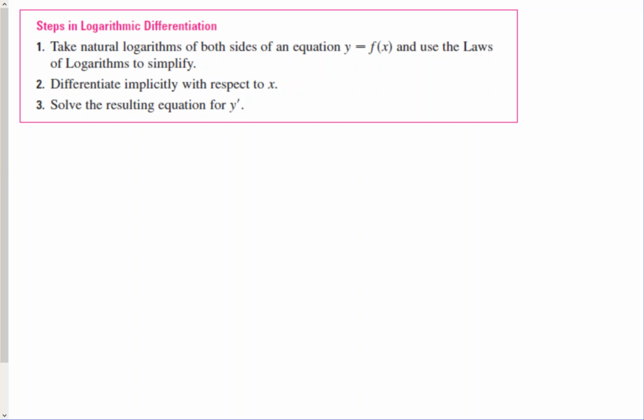Okay, so just general steps in logarithmic differentiation. We take the natural log of both sides. Okay, and we use our logs properties, our laws of logs, to simplify. Differentiate implicitly with respect to x, and then solve the resulting equation for y prime or dy dx, whichever you happen to use in the problem.